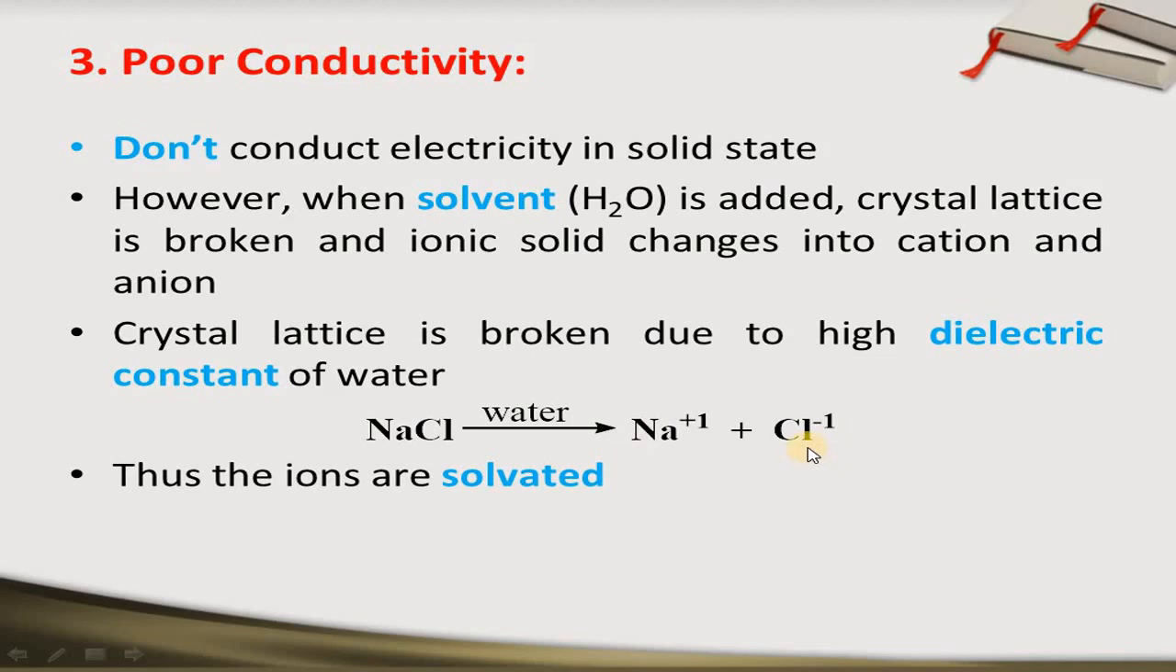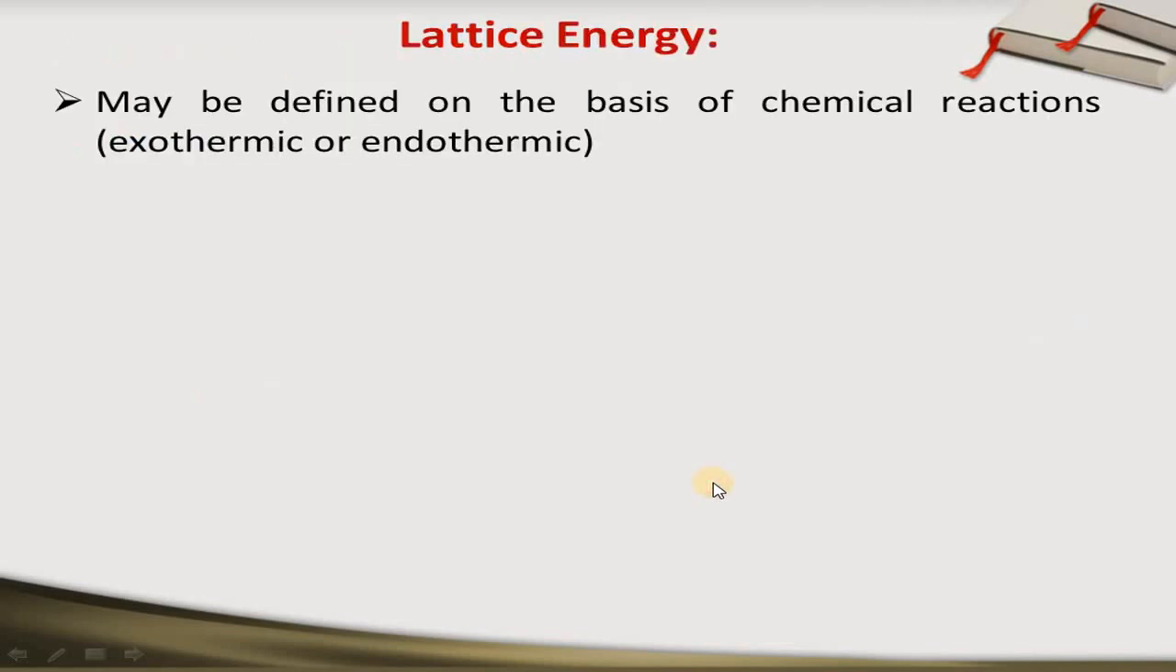So these are the three factors which affect the shape of ionic solids: electrostatic forces of attraction, radius ratio, and poor conductivity. The next topic which we will discuss is lattice energy. It can be defined on the basis of different types of chemical reaction. What type of chemical reactions? Whether the reaction is exothermic or endothermic.